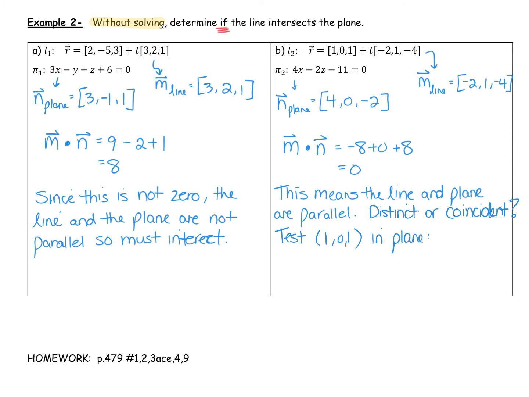And since it's a scalar equation of a plane, it's very, very simple to do that, right? The left side is 4x minus 2z minus 11. Let's plug in the point. 4 times 1 minus 2 times 1 minus 11 is -9. So we can see that the left side does not equal the right side. Okay, and therefore the line and the plane are parallel and distinct and there are no solutions.